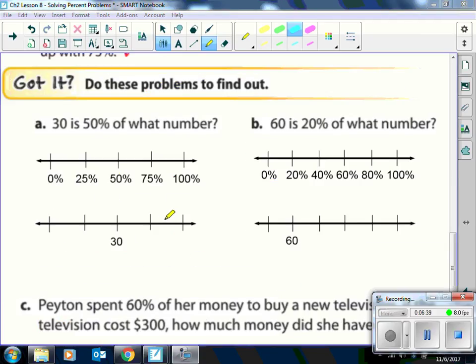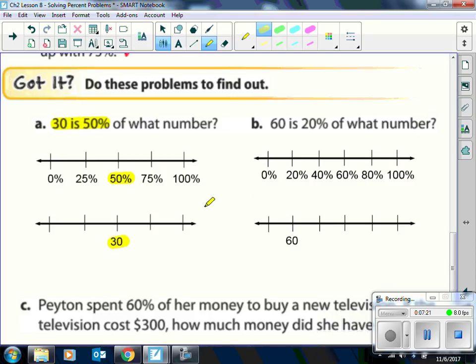All right, so here we have 30 is 50% of what number? Okay, so 30 is 50%, right? So that tells me that my 30 and my 50% have to line up. So here's the 30, and there's the 50, okay? So what are we counting by in the percent number line? We're counting by 25s, because that's right in the middle. Between 0 and 50 is 25. So you could be counting by 20s, you could count by 10s. It just depends on what the numbers are given, okay?